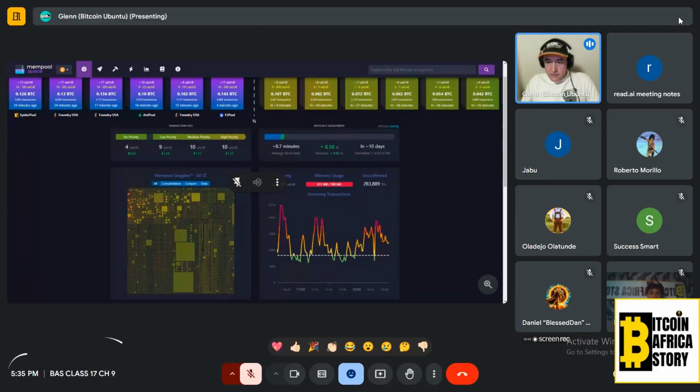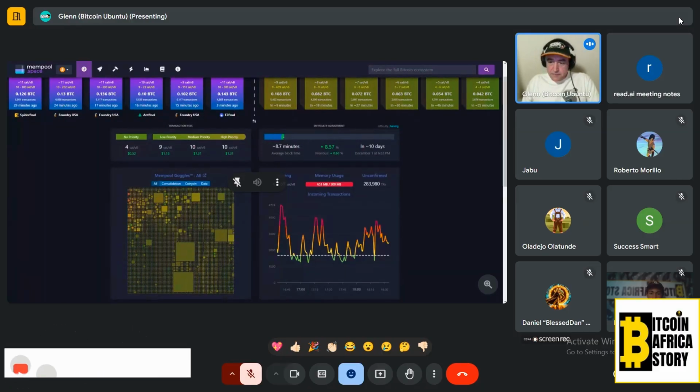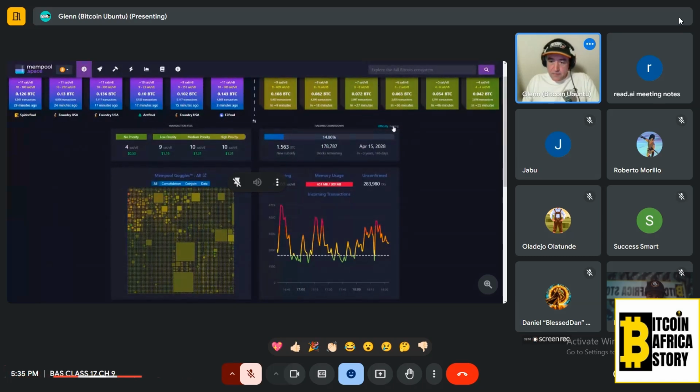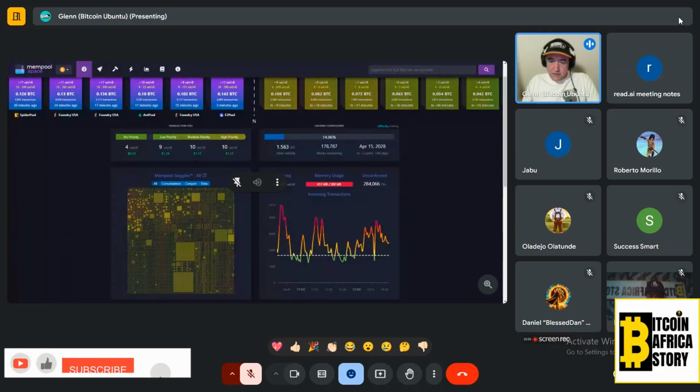Then over here, we can see the difficulty adjustment. And we can also switch over here to the halving if we want. This is the time until the next halving, at which point the subsidy will be cut in half to 1.563 Bitcoin.